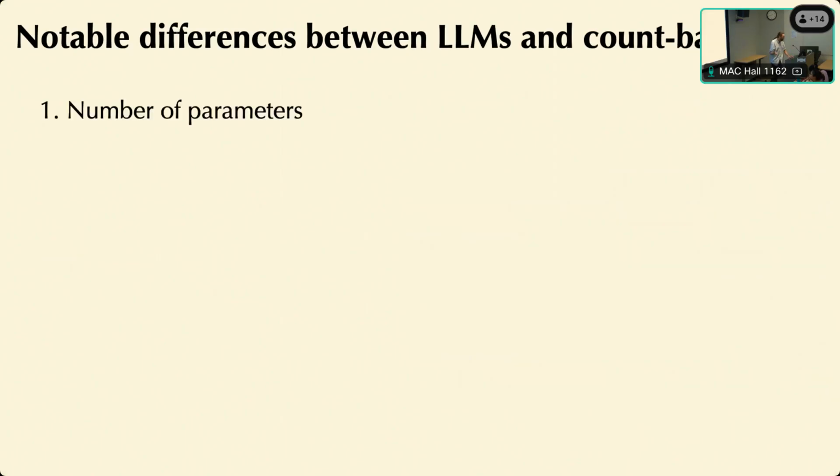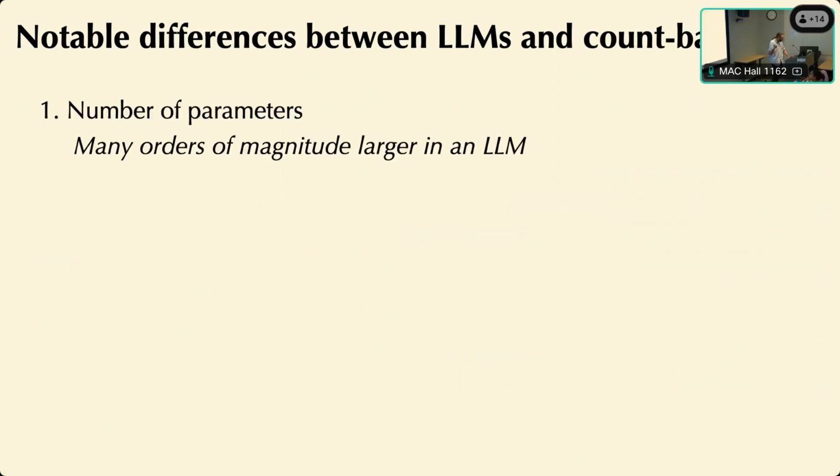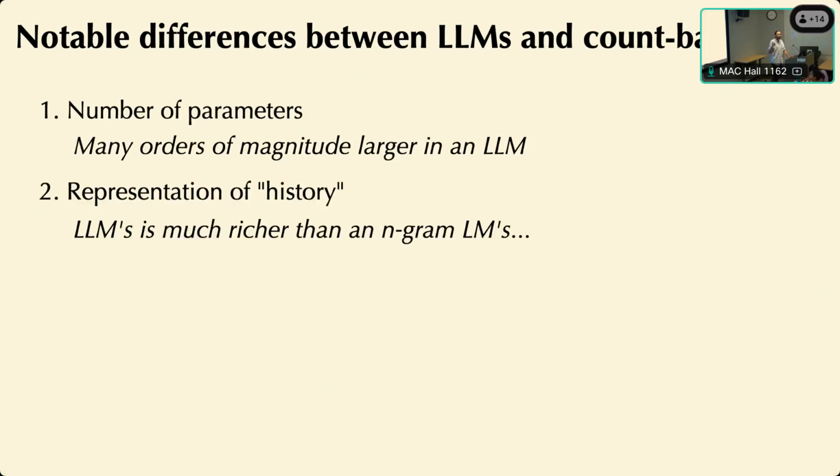Okay, some differences between LLMs and the count-based ones. More parameters, and what kind of history they represent. The little bigram model, the 3-gram model, only knows about 3 words previously. Big language models now go back thousands and thousands of words, right? So they can use information from 1,000 words ago to help decide what comes next. That's why they can make longer, more coherent output.